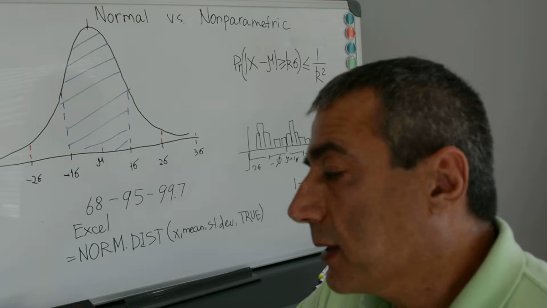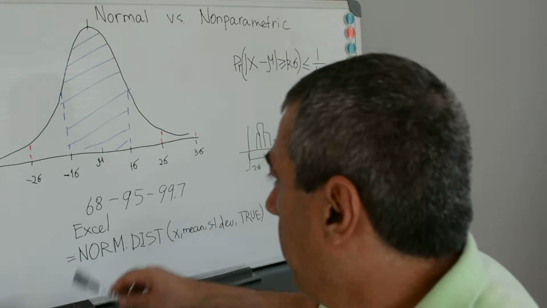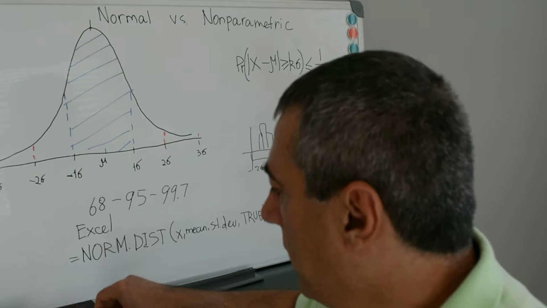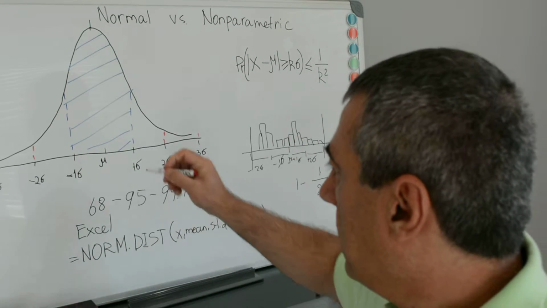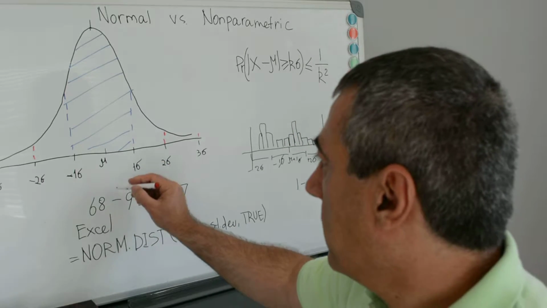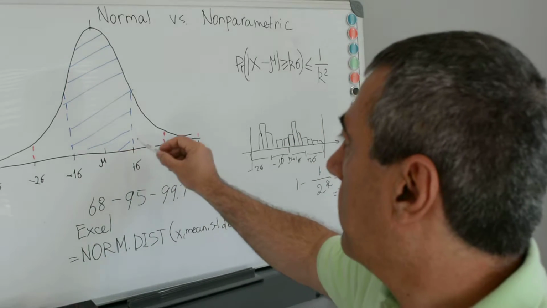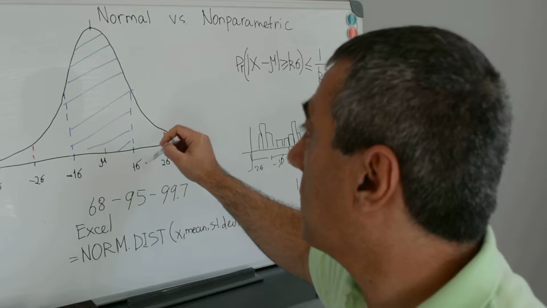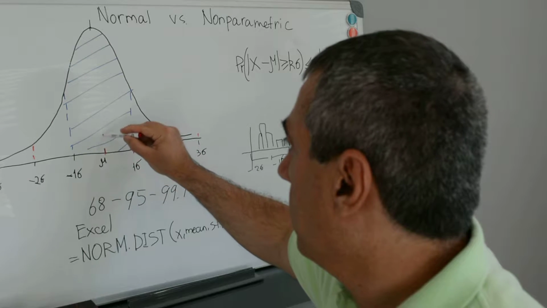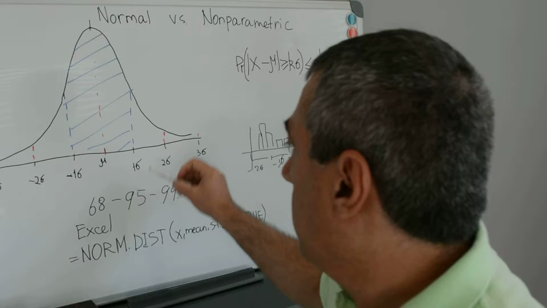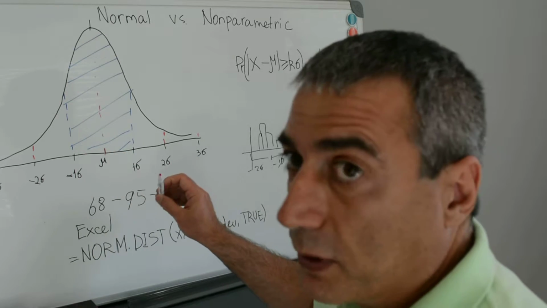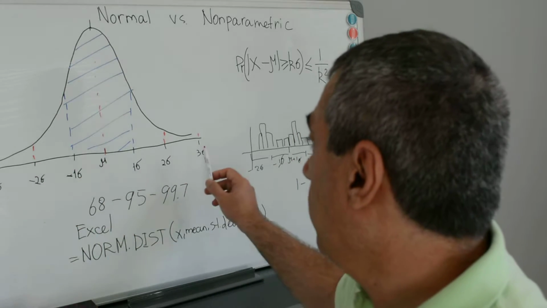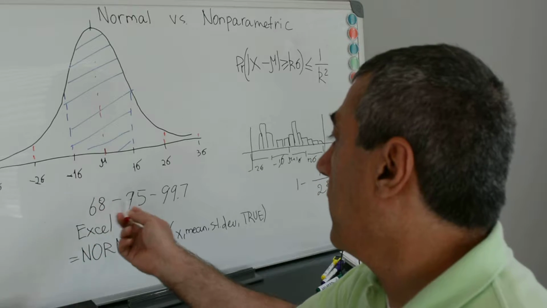One of the properties is the 68-95-99.7 rule. Just to repeat, what does it mean? It says that 68% of the population is contained within -1 standard deviation and +1 standard deviation from the mean. 95% of the population of a normal distribution is contained within -2 and +2 standard deviations, and so forth.